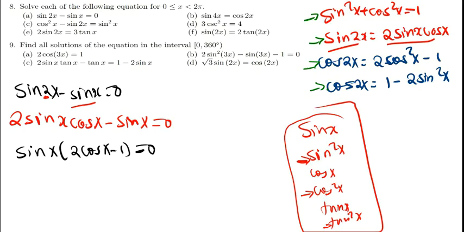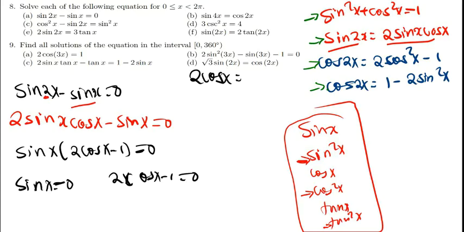What does it mean? It means that sine x is equal to 0, and what is in the brackets is also equal to 0. So here I can solve for x. So it will be 2 cos x, I'll shift 1 to the other side, is equal to 1. Divide both sides by 2. You end up having this.